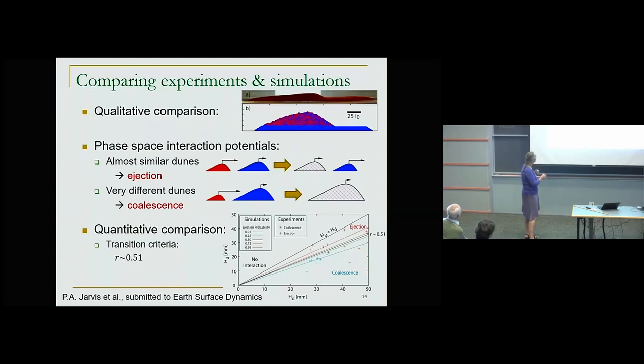If the chasing dune is fairly small, then it actually merges into one dune. If the two dunes are about the same size, then they actually have this ejection process where they leave again. So this has just been submitted to Earth Surface Dynamics.